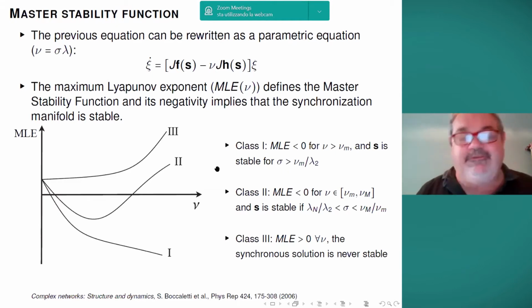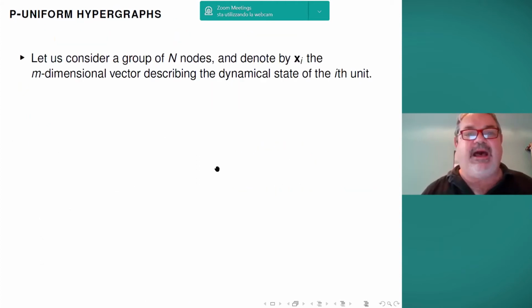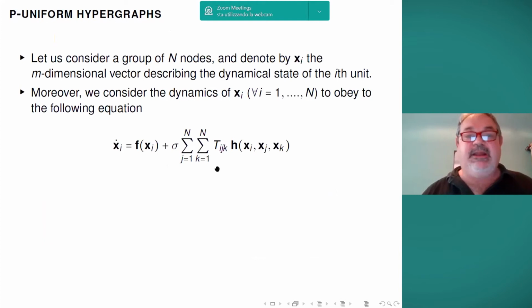So we started from here, and we now wanted to see the case in which you are not limited to pairwise interaction, but you consider many more interactions. So let's start with P uniform hypergraphs. You have now n nodes. And we start with the case P equal to 3 for the beginning, and then I will show you how this can be extended.